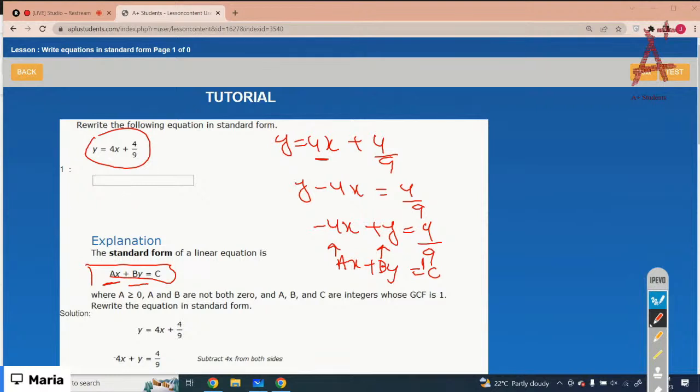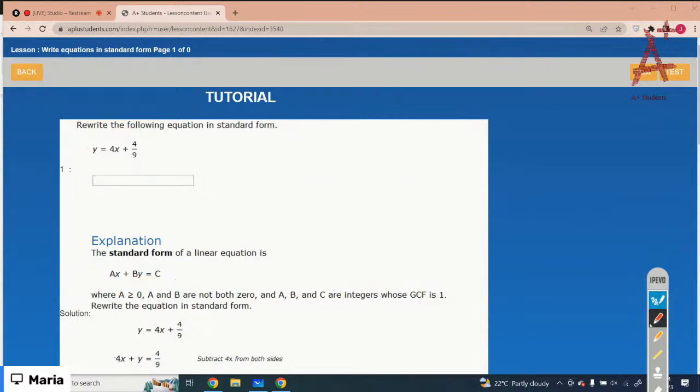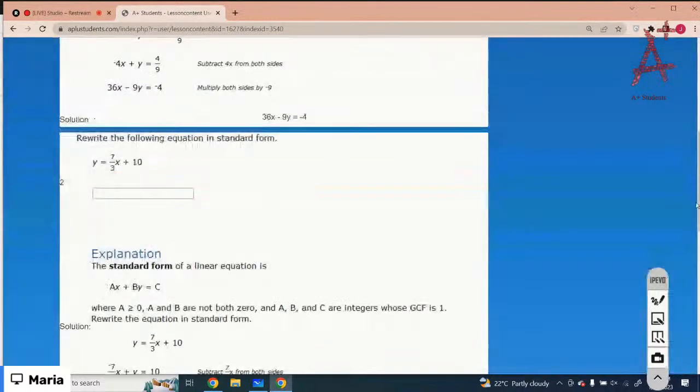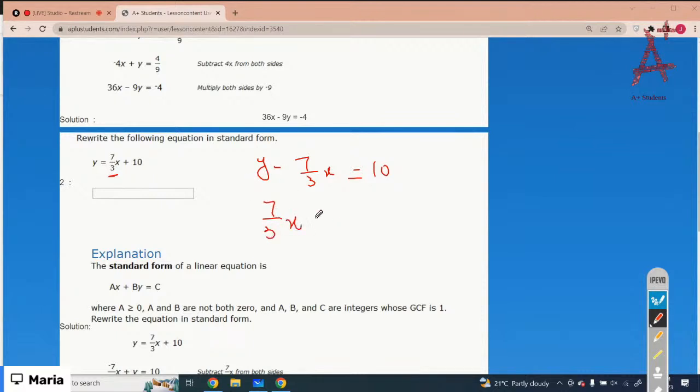Okay, let's just do another example. Y equals 7 over 3x plus 10. So move that 7 over 3x to the other side. It would be then y minus 7 over 3x equals 10. Just rewrite the equation in the ax plus by form. It would be then negative 7 over 3x plus y equals 10. That would be the equation in the standard form. Got it?